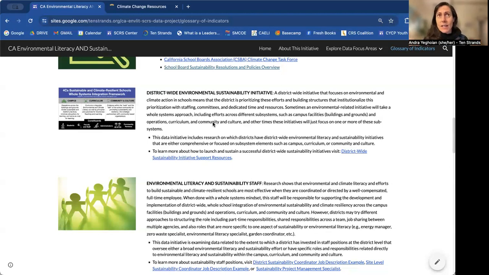And we can find evidence of that. Do they have a sustainability website, right? So we're looking for different things that would show that there's some commitment across the district to doing this work.